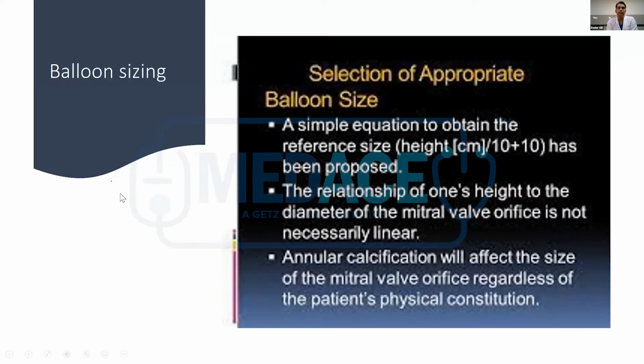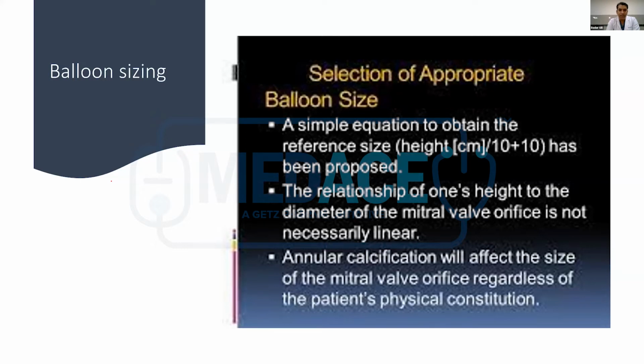There are 2 points I would like to mention regarding balloon sizing. Selection of the balloon is normally done by a simple equation: height in centimeter divided by 10 plus 10. But the relationship of one's height to the diameter of the mitral valve orifice is not necessarily linear. And secondly, annular calcification will also affect the mitral valve orifice regardless of the patient's physical build. Still, most people use this simple equation.